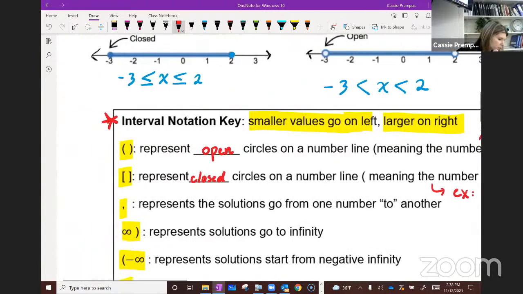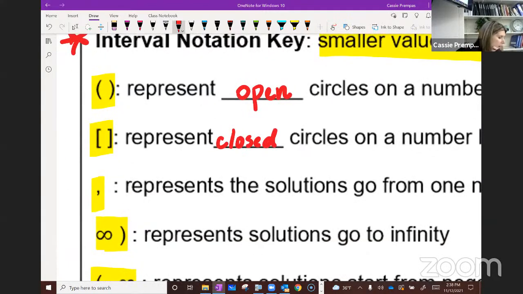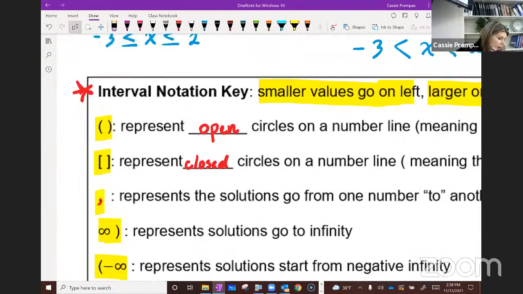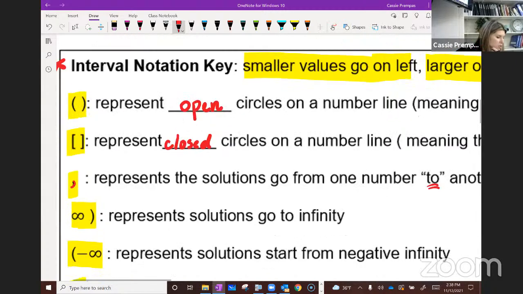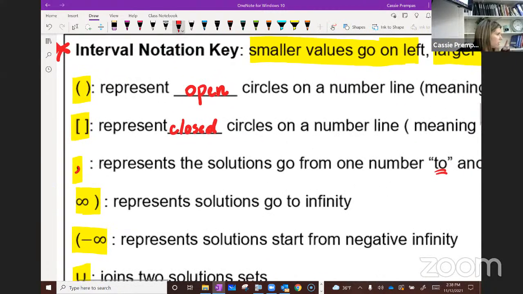Then the other symbols, you want to know what they mean. A comma represents that the solutions go from one value or one number to, so it basically means the word "to" another number. The infinity with the parentheses represents that the solutions go to infinity. Now, Algebra 2 is really the place, I think, where we learn the infinity symbol first. So you might even want to practice drawing it.